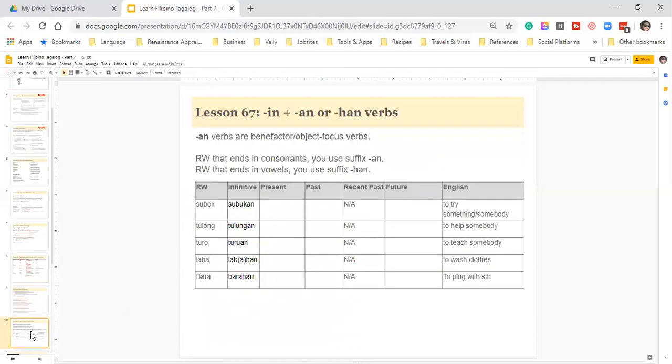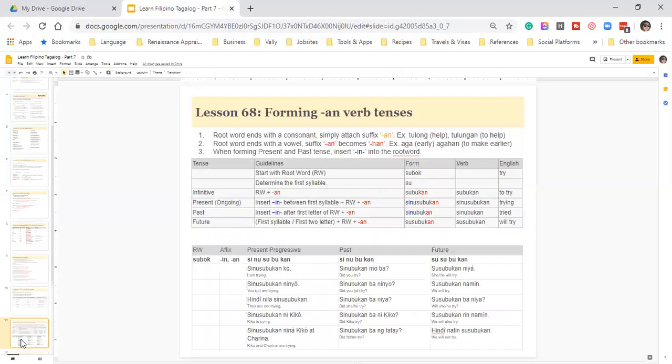Okay, let's go next. So again, now we are in benefactor verbs: in, an, or han. What time is it? Sorry, are we still good with the time? I couldn't see the time. It's half past. Okay, so almost. You still want to make this the homework? Yeah. Let me show you. Let's see.